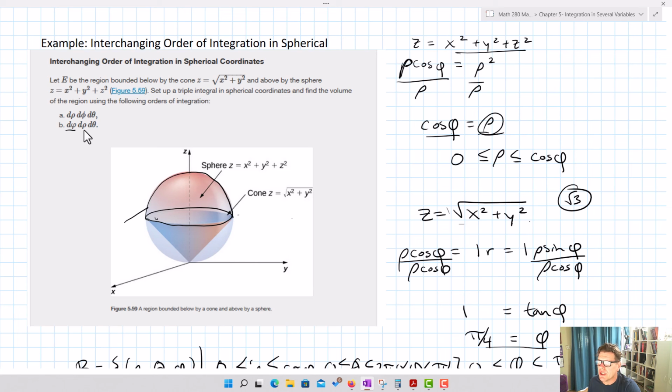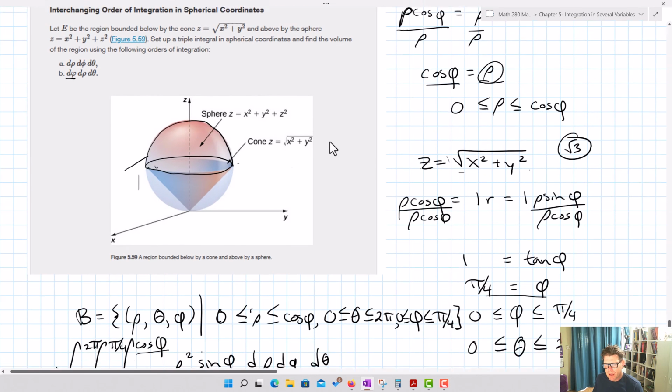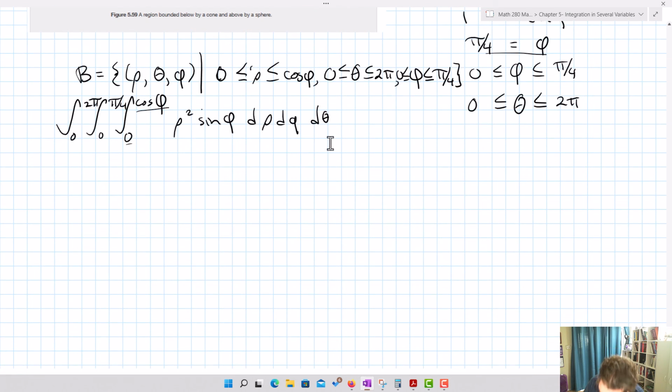So what we're going to need to do is break this up into two integrals. One to integrate the cone, two to integrate the sphere. So let's set this up. Let's start out with phi and figure out what the bounds are going to be for phi. For the cone piece, the integral is going to go from 0 to pi over 4, because that's the cone in terms of phi, and that's going to be rho squared sine phi d phi.